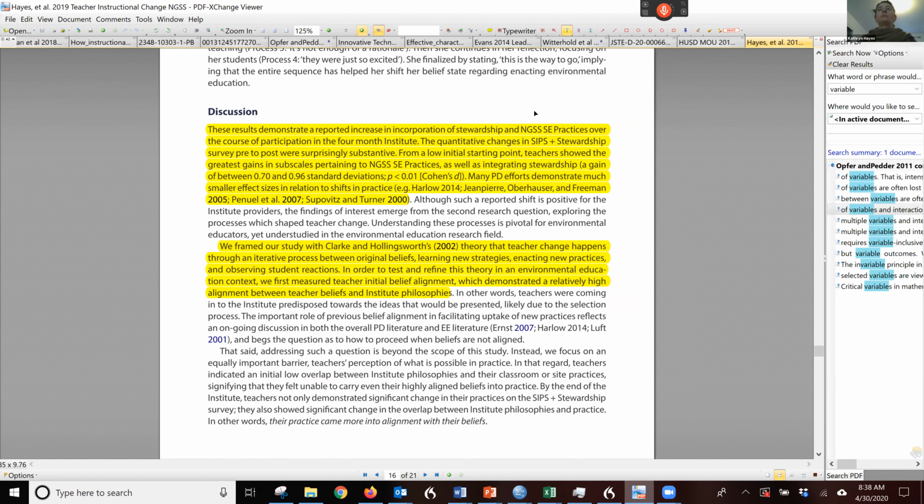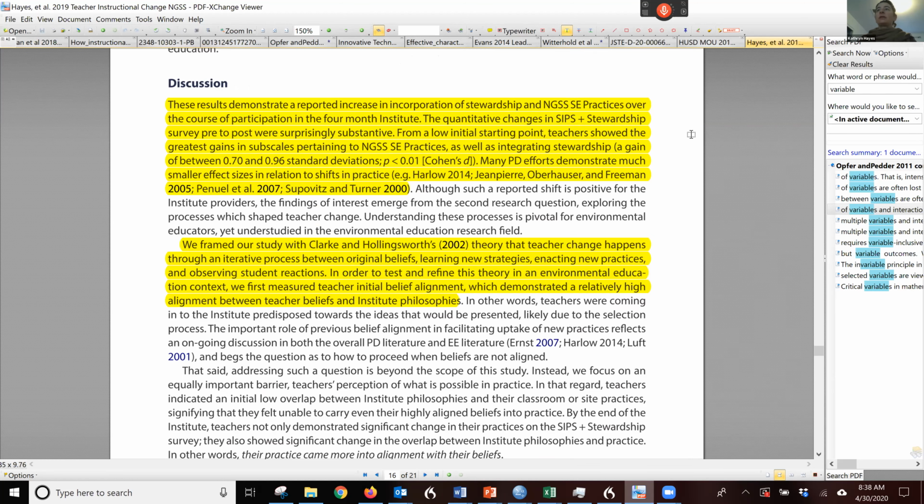So the first sentence is essentially a summary. These results demonstrate a reported increase in incorporation of stewardship practices over the course of participation in the 4-month institute. So this is a summary of the quantitative findings, right? The quantitative changes were surprisingly substantive. And then I give a little bit of detail, and that's fairly common in your discussion. So this first sentence is really overarching. The next sentence is somewhat overarching.